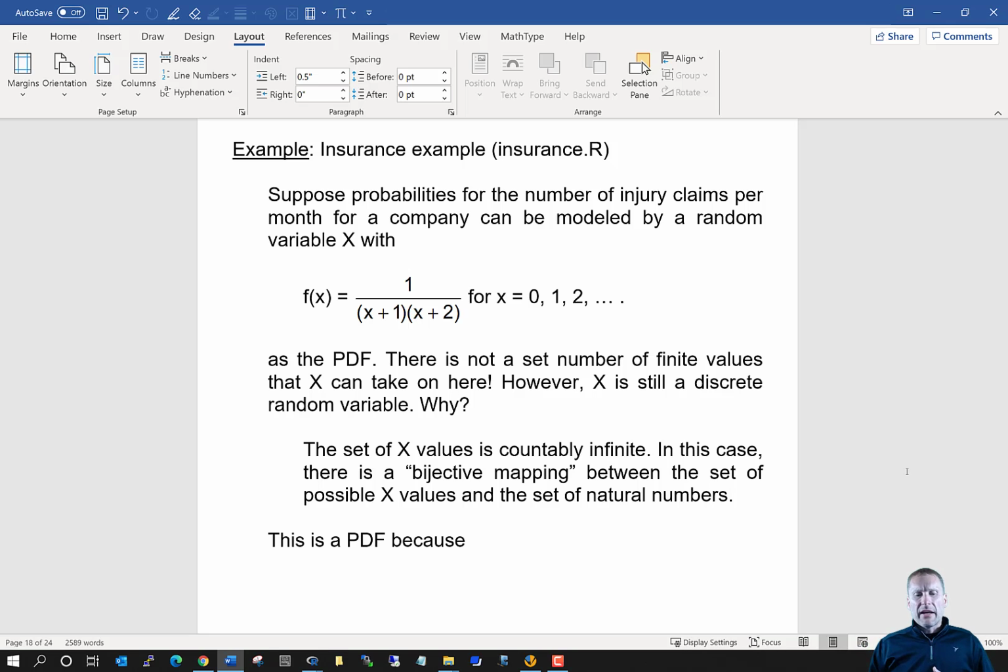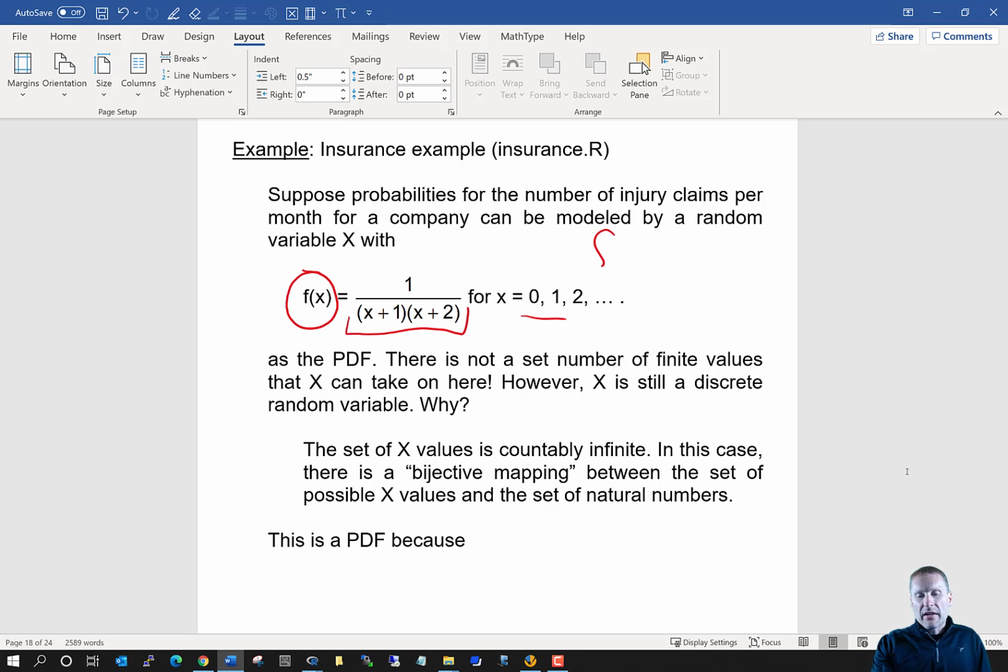And so in this particular case, let's suppose that we're interested in the number of injury claims per month for a company. And suppose that we can model these corresponding probabilities of these injury claims by a PDF, where we're going to let x now be our random variable for the number of injury claims. And suppose that we have a very simple PDF for this particular case, 1 over x plus 1 times x plus 2, for values of x equals 0, 1, 2, and so on. Notice I don't put an upper bound there. The number of injury claims, there's not necessarily an upper bound for that. One person could have, let's say, more than one injury claim in a year.